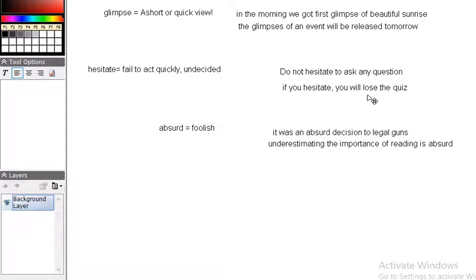For example, if you become tense and start scratching your head during the IELTS exam, I recommend that you please do not hesitate during the IELTS exam. Another word is absurd, which means foolish. It was an absurd decision to legalize guns, which means it was a bad idea to legalize guns. Underestimating the importance of reading is absurd. You must not underestimate it. If you're reading something, then try to understand it. If you're not understanding it, it's an absurd act, you are wasting your time.